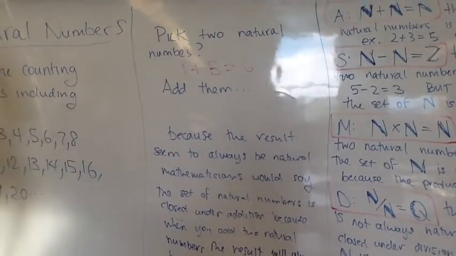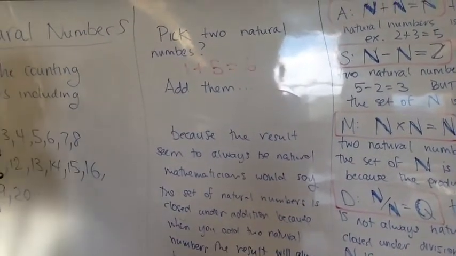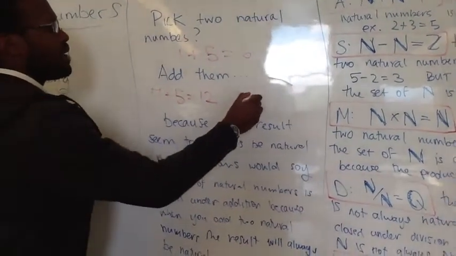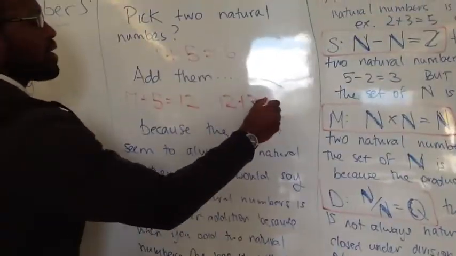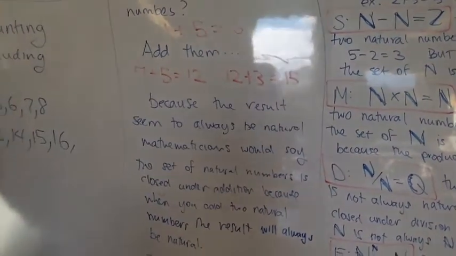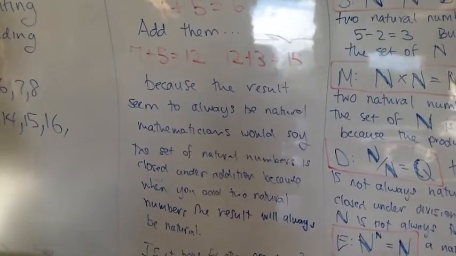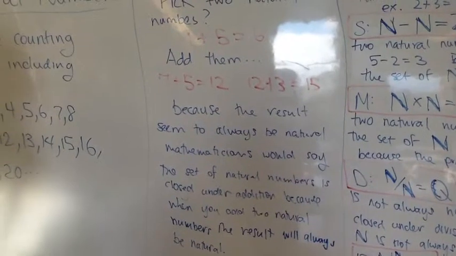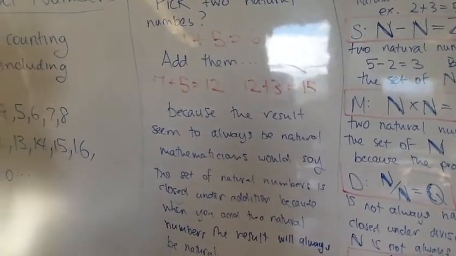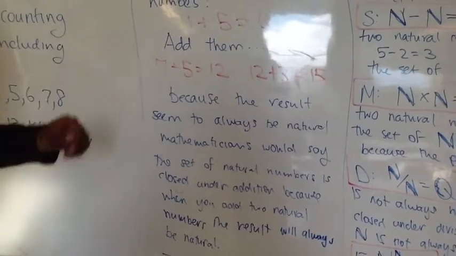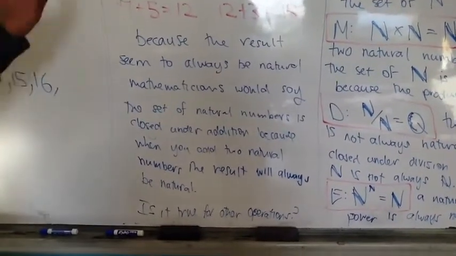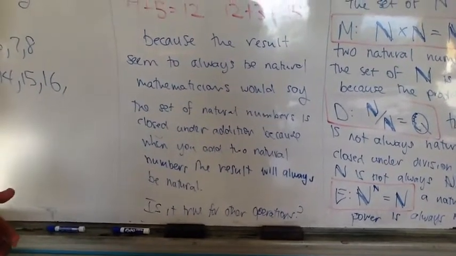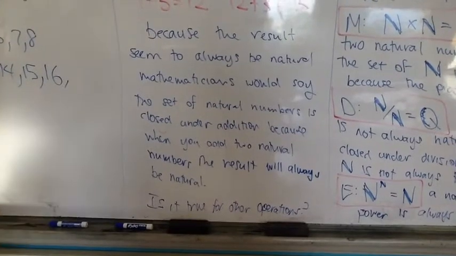So, we continue to do example after example, just getting them to do some very simple addition. So we'll add 7 plus 5, and we'll get 12. We'll add 12 plus 3, and we'll get 15. And we'll see that 12 is natural, 15 is natural, 3 is natural, 7 is natural, and all these numbers that we add together give us a natural result. So we'll say, because the result seems to always be natural when we add two natural numbers, mathematicians would say that the set of natural numbers is closed under the operation of addition.